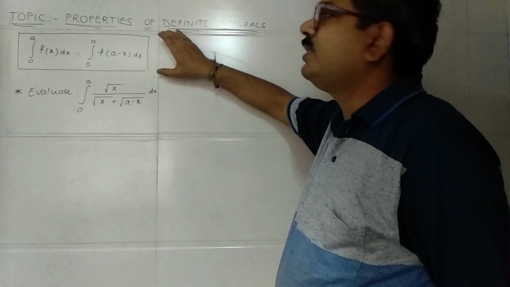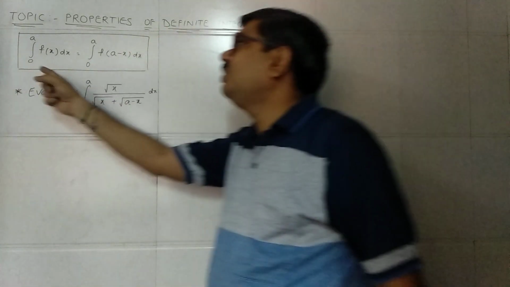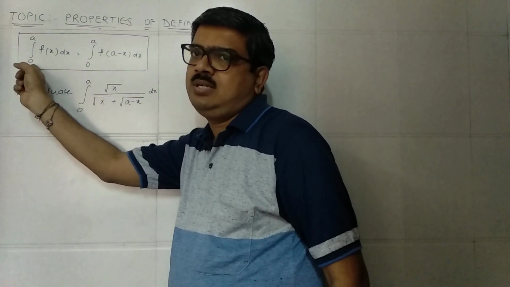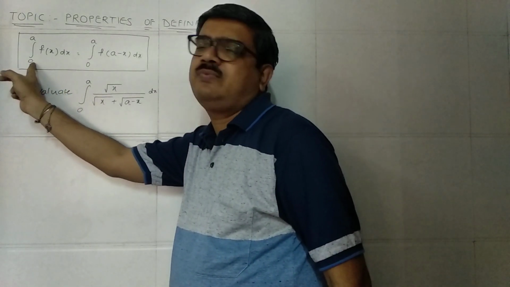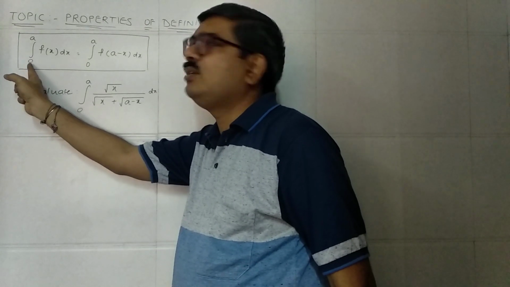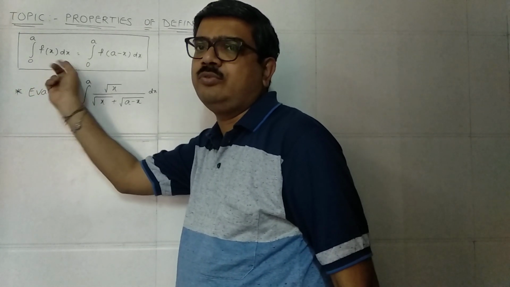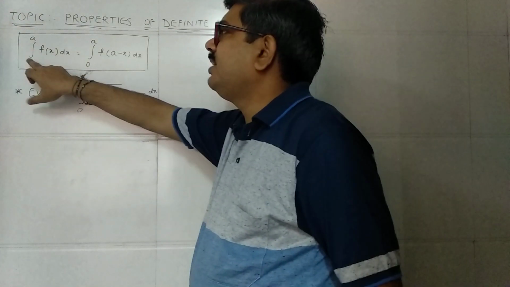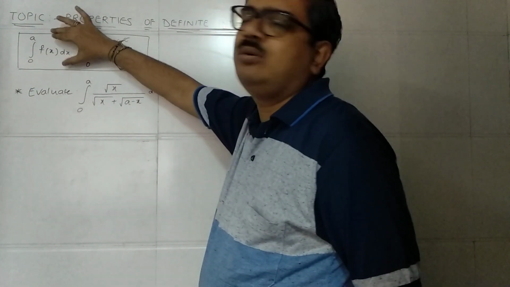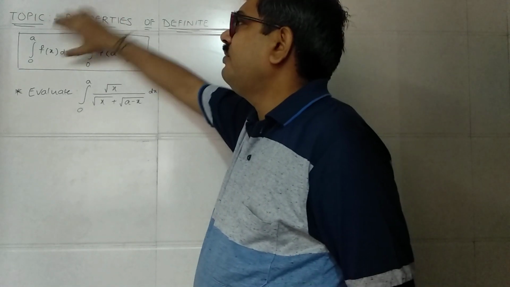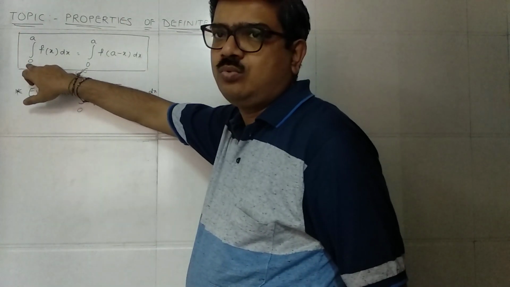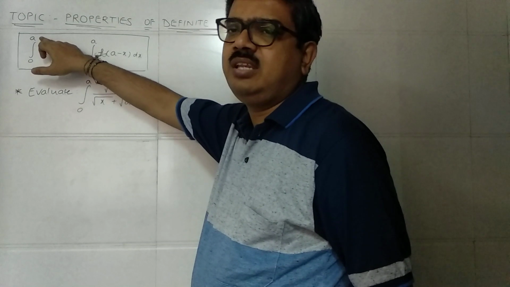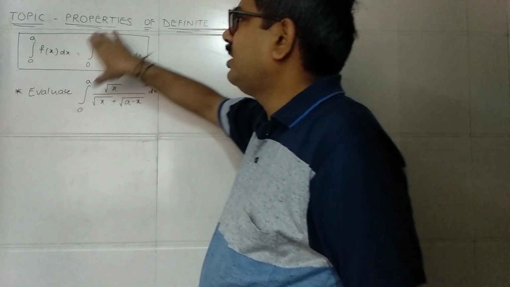The difference between the previous property and this one is that here the lower limit is 0. As you remember, in the previous videos I told you that if the lower limit is 0, there is another property you have to use, and that is this property. Whenever the lower limit is 0 and the upper limit is any number or constant, you can apply this property.